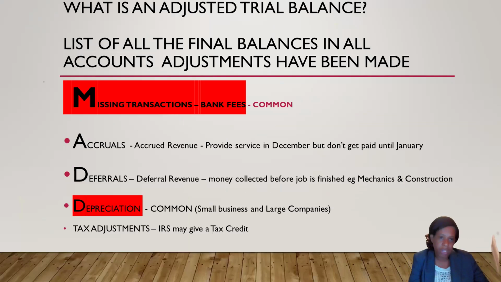An adjusted trial balance is a list of all the final balances in all accounts, and this is where the adjustments have been made. So what are we looking at? We're looking at the missing transactions, for example, bank fees. That's very common. You look at your bank statement, you have a late fee, you have a service charge in your bank statement that is not in your books.